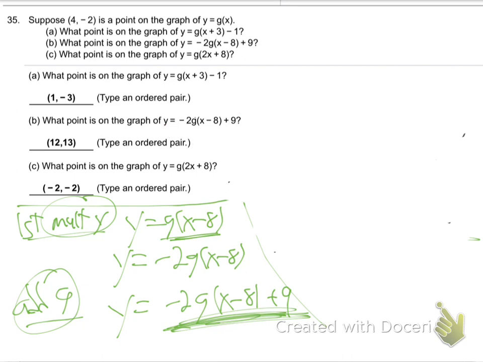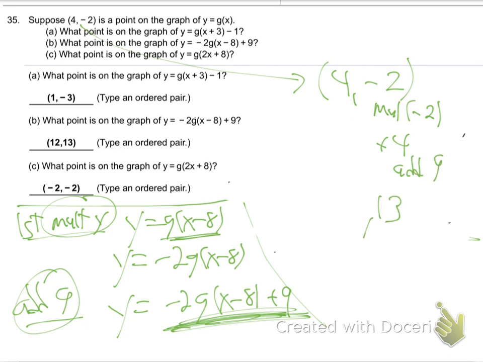So let's come back and take the point. It was 4, negative 2. I'm going to first multiply the y value by negative 2. So that'll become positive 4. And then I'm going to add the 9, which makes it 13. The other one was just adding 8, huh? So 12, 13, that's what they got. See that? Yeah, that's true.